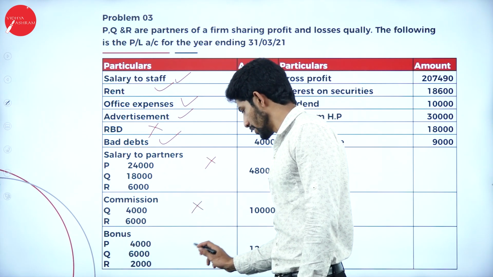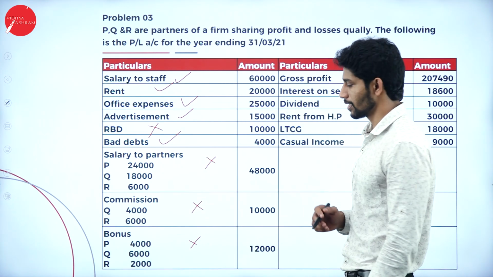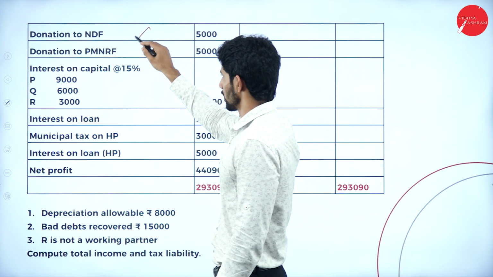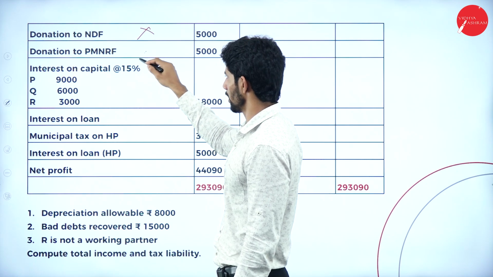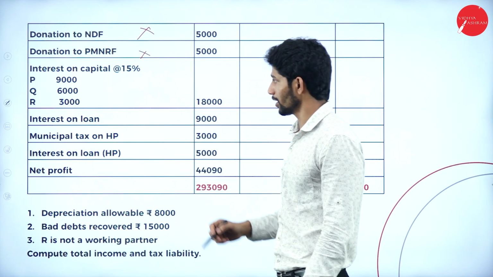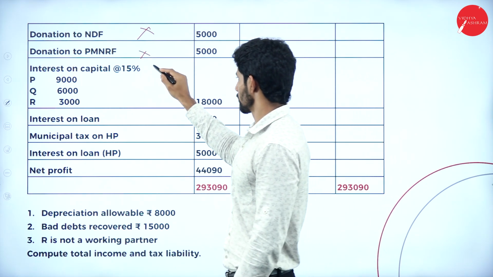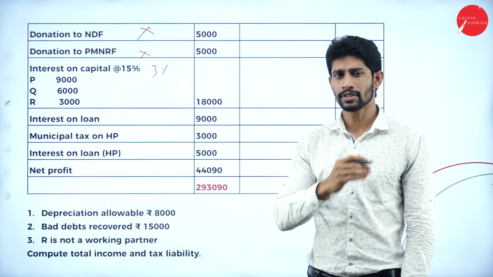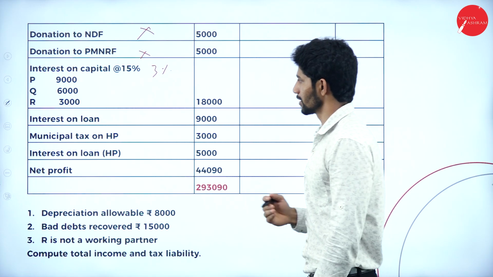Commission, not a business expenditure. Bonus, not a business expenditure. Next, donation to NDF, not a business expenditure. Donation to PMNF, not a business expenditure. Interest on capital, you are supposed to add back 3%. He is paying 15%, 12% is exempt, remaining 2% is taxable.